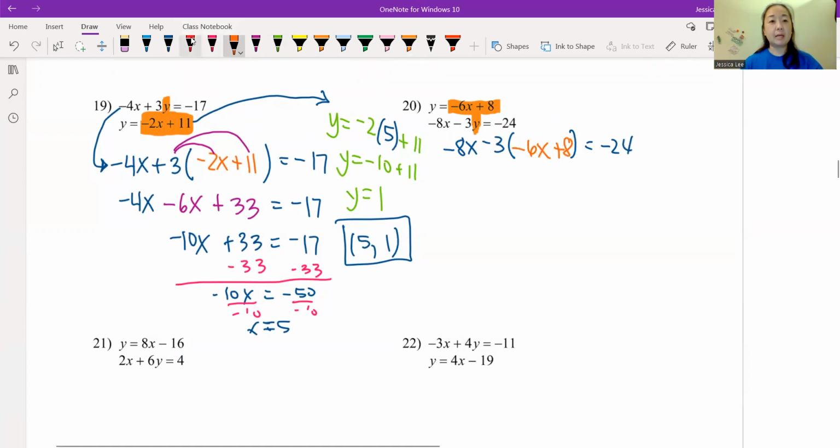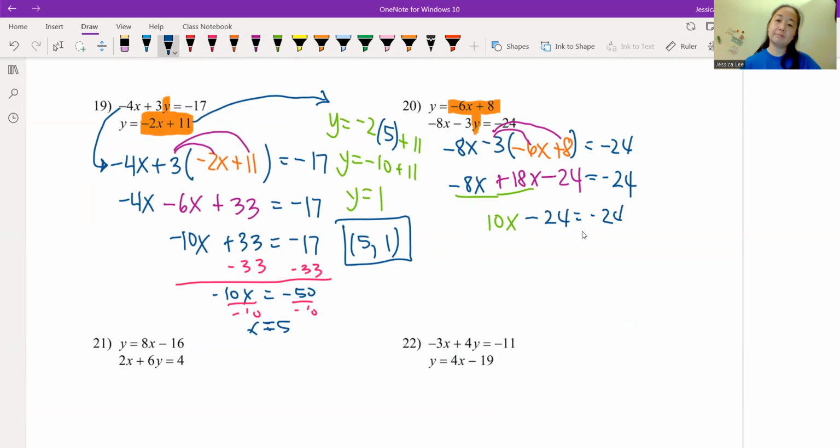Okay. And then let's go. So this is going to be not using the negative 8x. So we're going to have negative 3 times negative 6 is going to be positive 18x. Negative 3 times 8 is going to be minus 24. Equal to negative 24. Right, and then again, we're going to combine like terms. So we got these two guys right here. That's going to be 10x minus 24 is equal to minus 24.